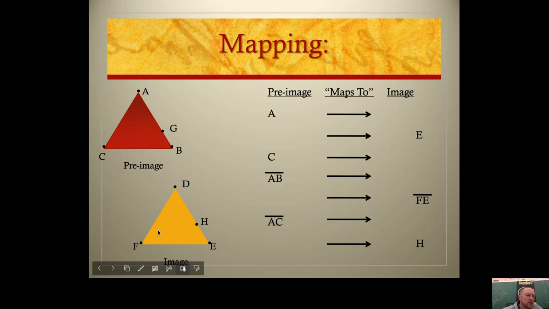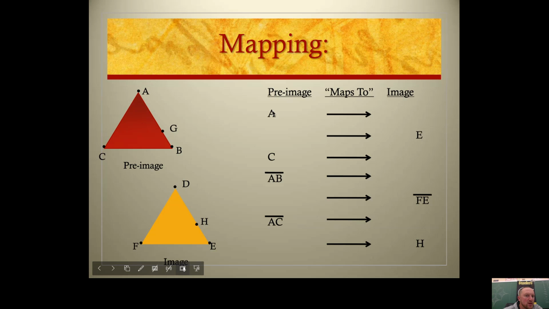How would we get this figure on top of that figure? What would be the transformation? You don't have the dashed rays, but I think you can recognize that this is a translation. We're going to slide this figure on top of this one.